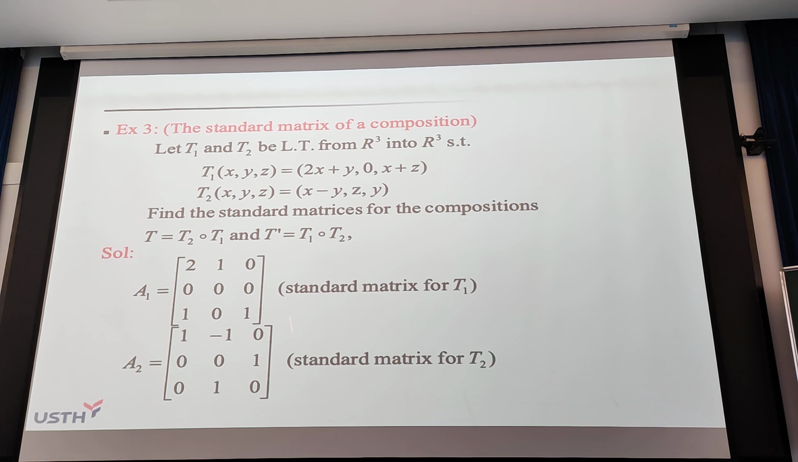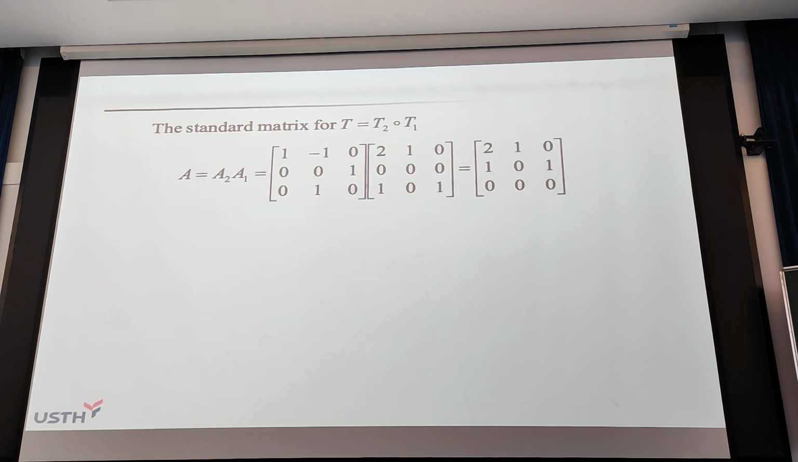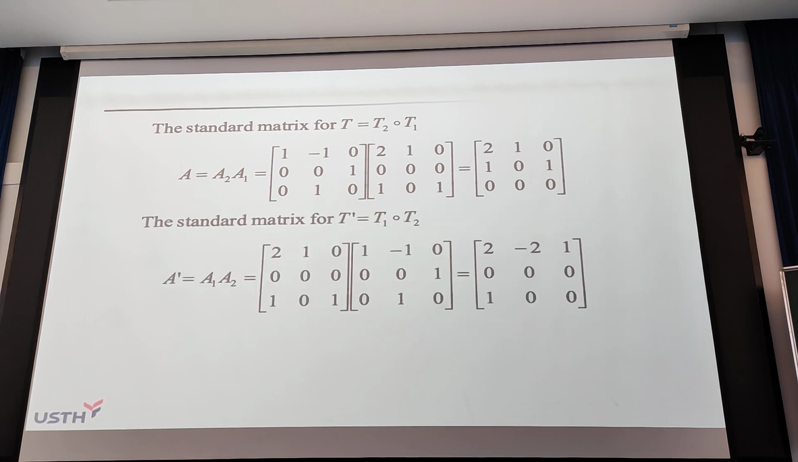A2 turns out to be that one. So we have two standard matrices for T1 and T2. Now we compose them together. Then the standard matrix for T2 composed with T1 will be that thing. If we multiply them together, you get that one. On the other side, if you find the standard matrix for T' equal to T1 composed with T2, you get that one. And you look, the two matrices are quite different. So it means that T1 composed with T2 is different from T2 composed with T1.